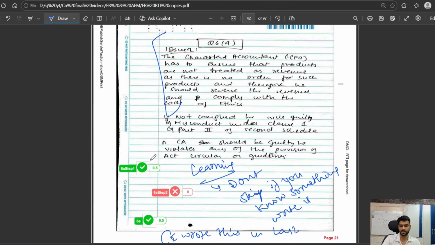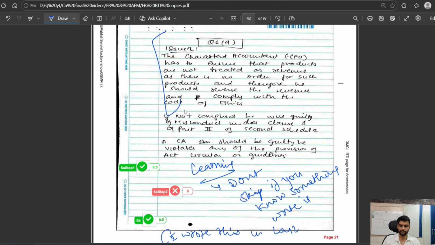Now coming to question number 6A. So I will not give you any explanation about this question, because this question I wrote in the last 5 minutes. I did not know anything. I just wrote whatever I felt was right. Still I got half marks. So I would just suggest that if you do not know anything about a particular question, if it is a practical one, I will tell you to write it. I will show you the impact which it had in my paper.